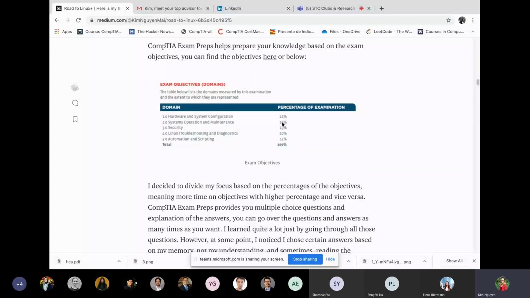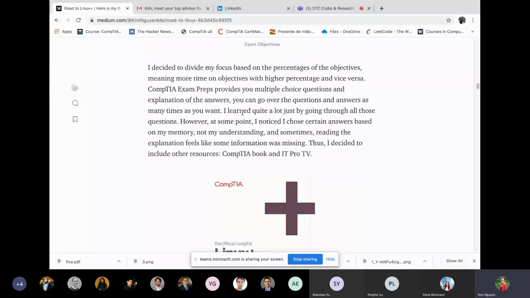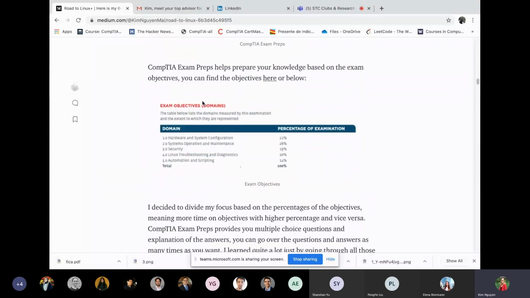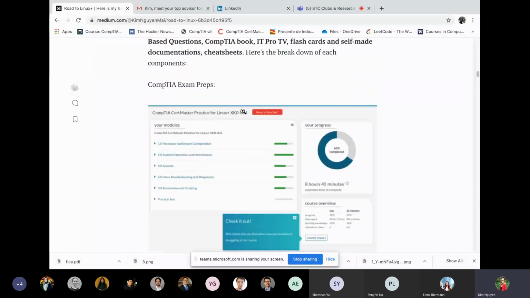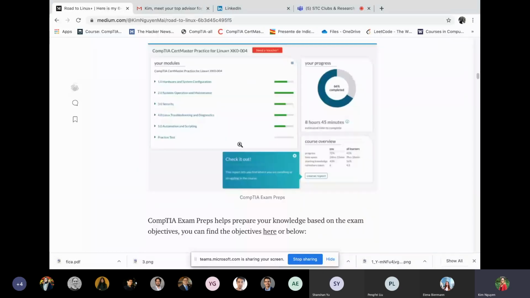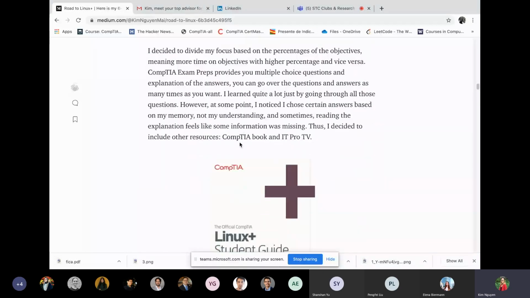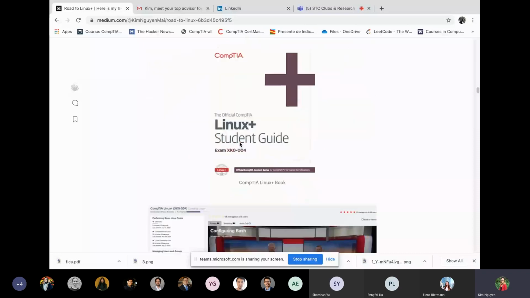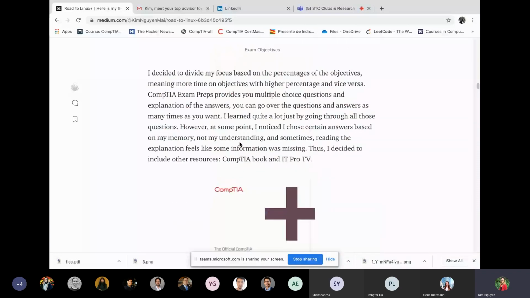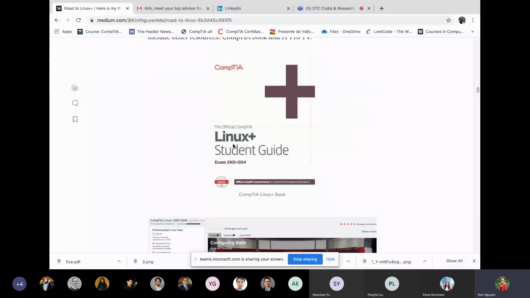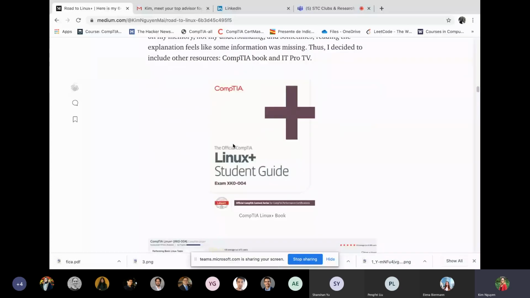And so with that, let's see. Okay, so I was just doing the prep exam, which is this one. But at some point when I read the explanation, I still felt like I was missing something. It didn't make sense, all of it. So I looked at the book and I realized that all the information is there. So I started to include the book when I did the prep exam.